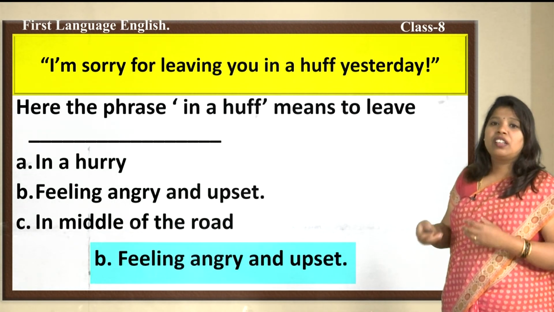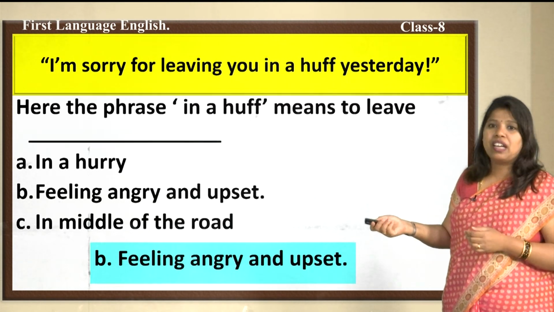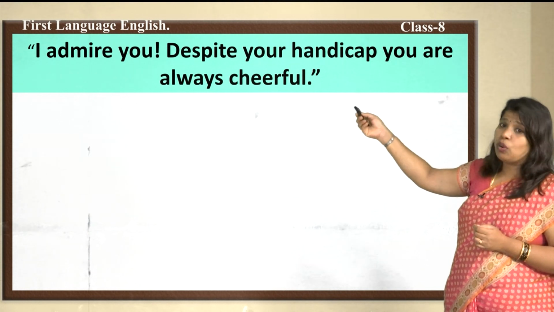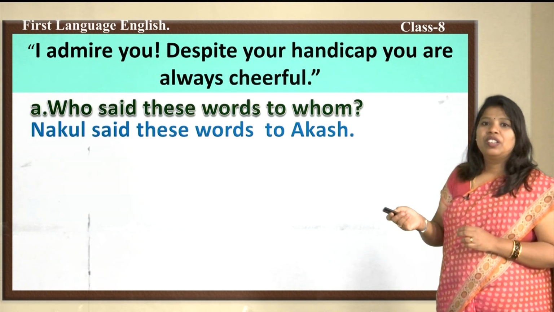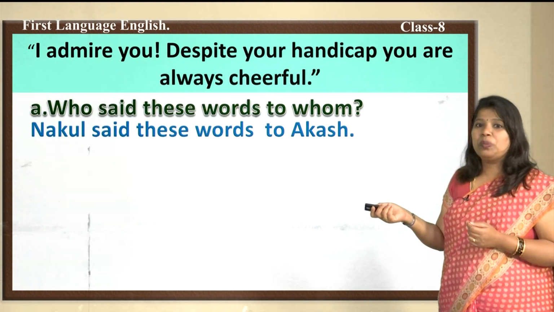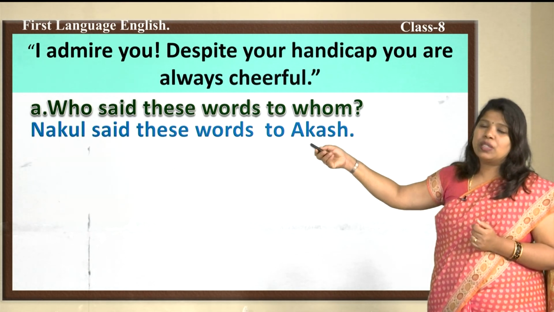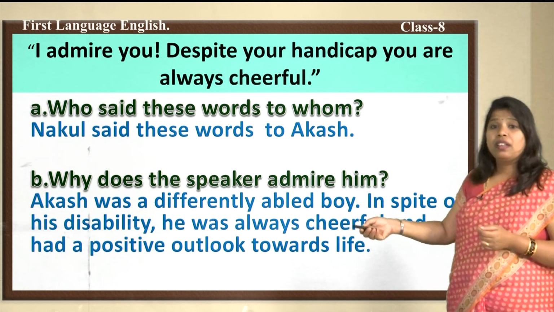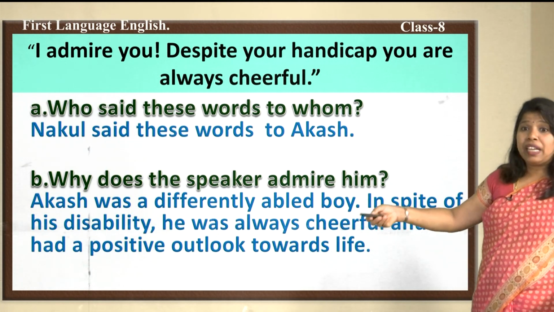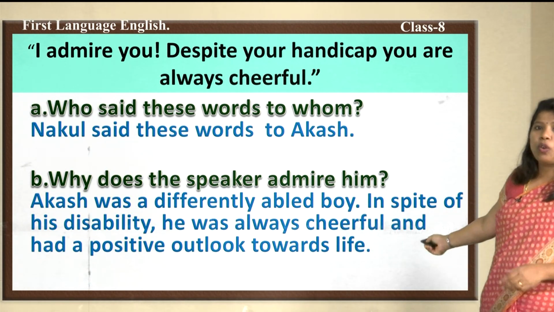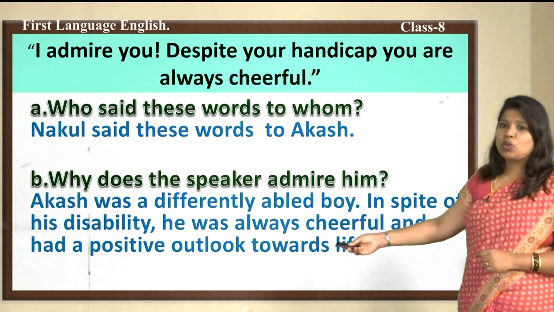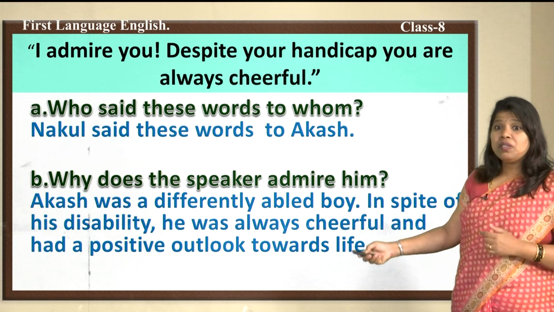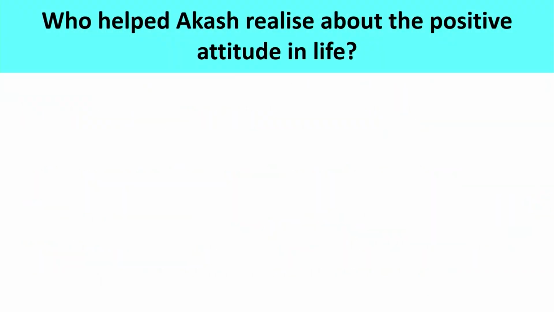So, here Nakul is asking sorry to Akash. "I admire you despite your handicap. You are always cheerful." So, who said these words to whom? Yes, Nakul said these words to Akash. So, why does the speaker admire him? Because Akash was a differently abled boy. In spite of his disability, he was always cheerful and had a positive outlook towards life.